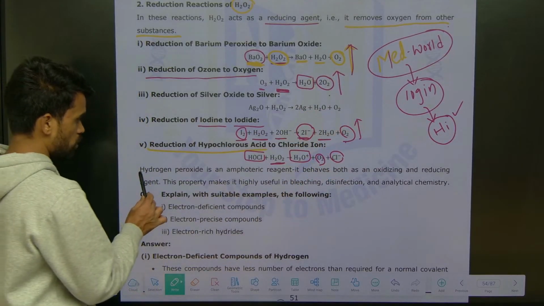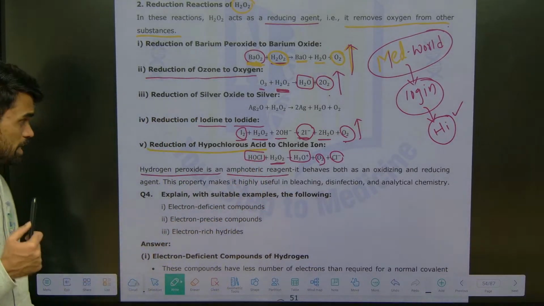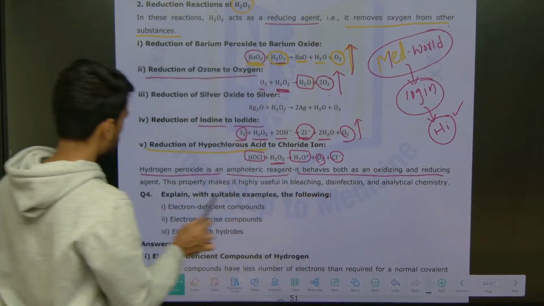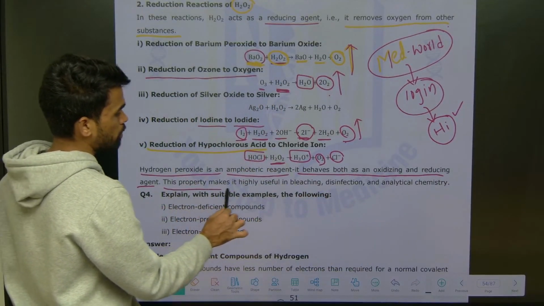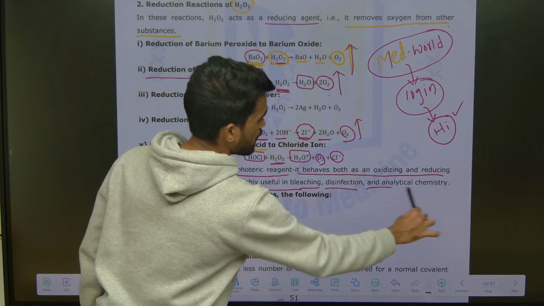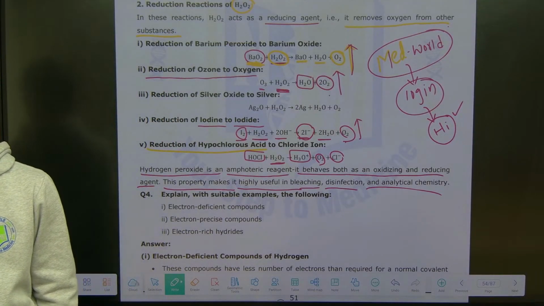Okay, so now, hydrogen peroxide is an amphoteric reagent. What we are saying is, it is an amphoteric reagent. It behaves both as an oxidizing as well as a reducing agent. So this property makes it highly useful in bleaching, disinfection and analytical chemistry applications. Okay, these are the points you should mention during the exam.